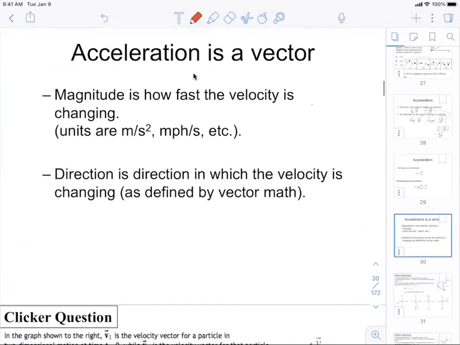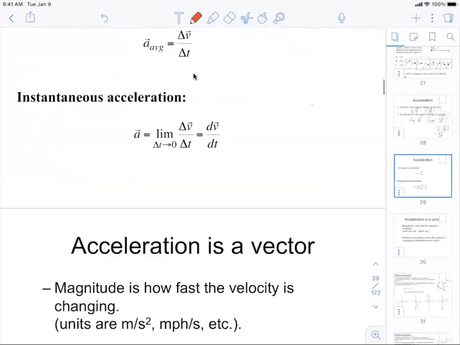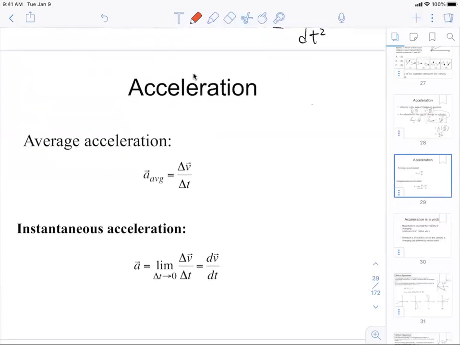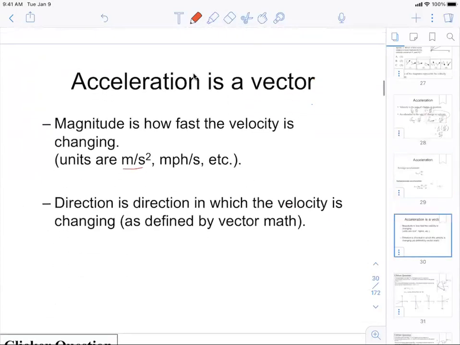Acceleration is also a vector, and you can see the units are meters per second squared, because it's a change in velocity. Velocity gives you the units of meters per second and time gives you seconds. So you get meters per second squared as the units for acceleration. Now the direction is the direction in which your velocity is changing, and that can be a little bit tricky.